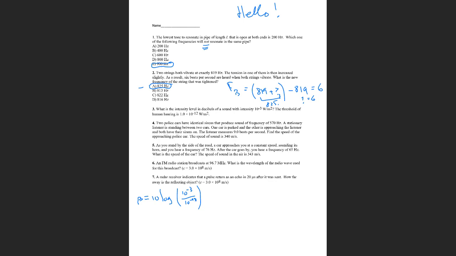All right, so now you don't need a calculator for this, right? It's 10 times the log of 10 to the 12 minus 3. Right? Just treating these exponents. And the log base 10 of 10 to the 9 is 9. So 10 times 9 is 90 decibels. So yes, correct, 90 decibels, as you can see here. 90 decibels. Okay?